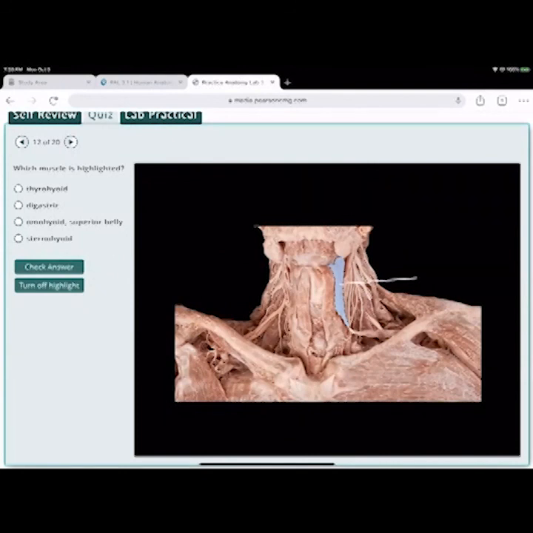That's a very thin muscle. This is one belly of it. This is the second belly down here because there's your constriction point. So what muscle would that be? Omohyoid superior belly. Got it.